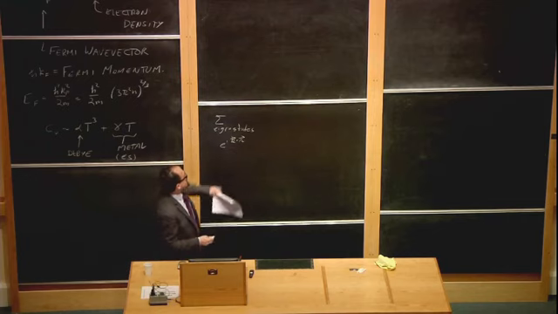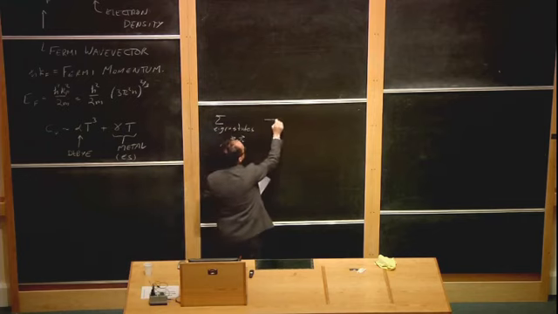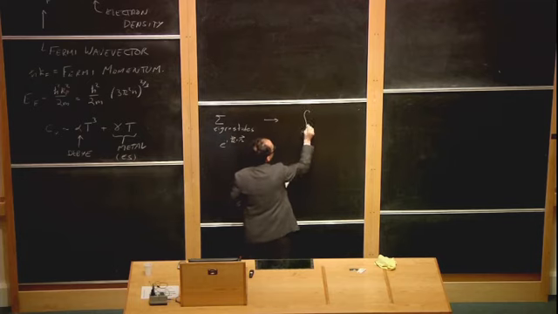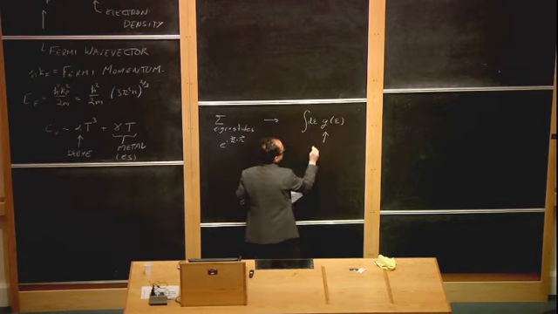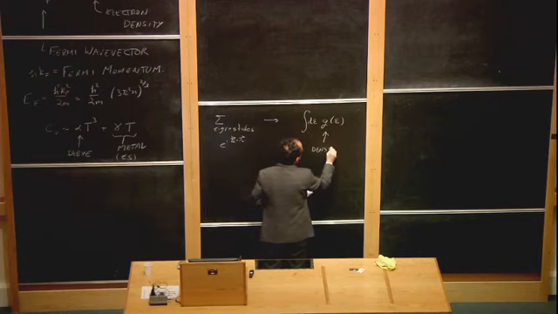What we'd like to do is take the sum over eigenstates, and convert it into an integral over energy, g of epsilon, where g is now a density of states. This is very similar to what we did when we did Debye theory.